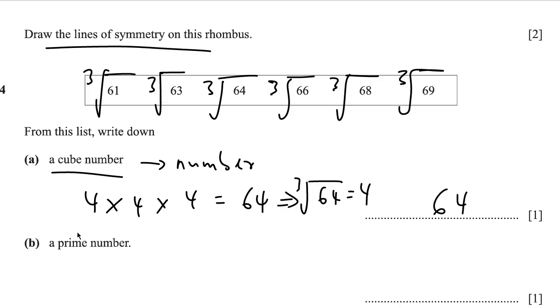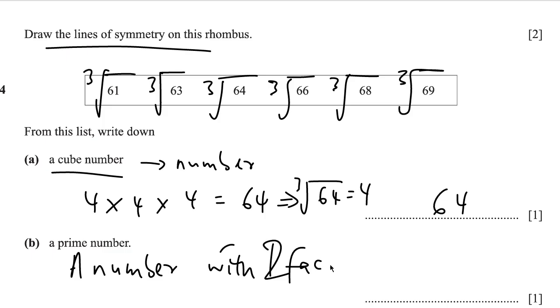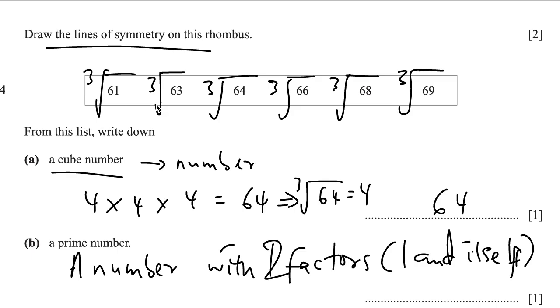Then B says a prime number. So what's a prime number? It's a number with two factors, that's 1 and itself, right? 1 and itself. So looking at the list of numbers, we have 61, we have 63.